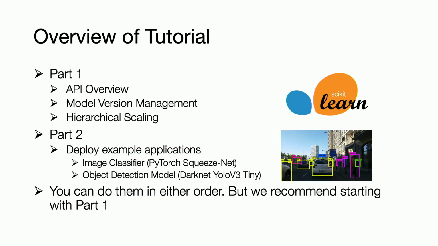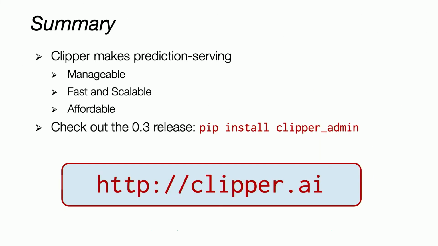The tutorial today will have two parts. Part one will give you an overview of the API, and you'll experiment with Clipper with its model version management, as well as hierarchical scaling ability. In part two, you'll deploy some example applications, including an image classifier and an object detection model. You can do them in either order, but we recommend starting with part one.